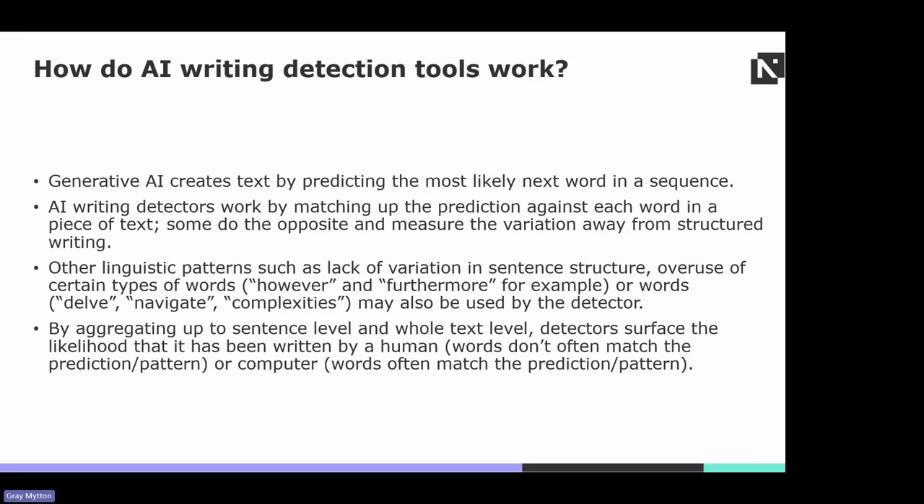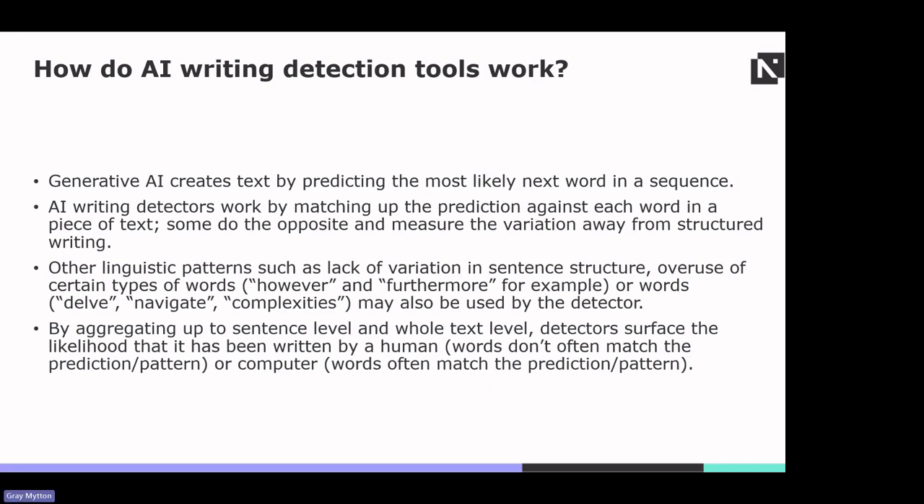We've got things within generative AI that are kind of, if you like, signatures of that technology. And it tends to use certain sentence structures or a lack of variation anyway in the sentence structure in terms of the output that it produces. There's certain types of words that are overused in generative AI. You can see some of the examples on the screen. And so all of these elements feed into the writing detection.